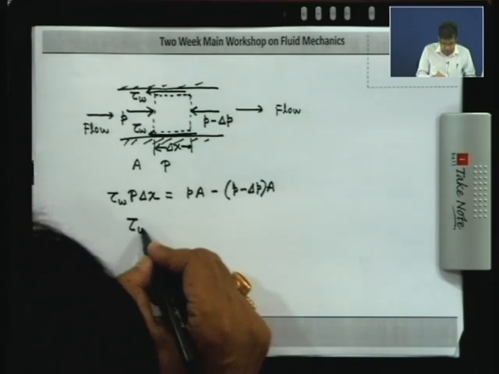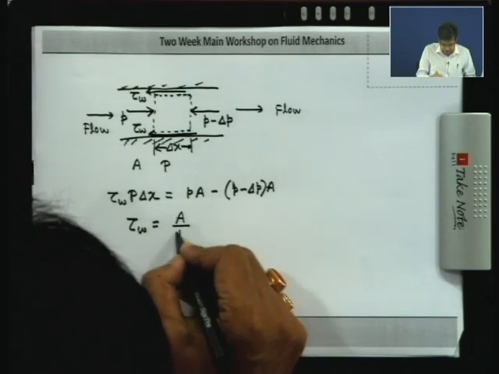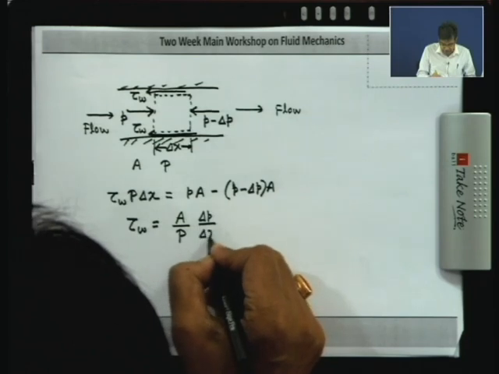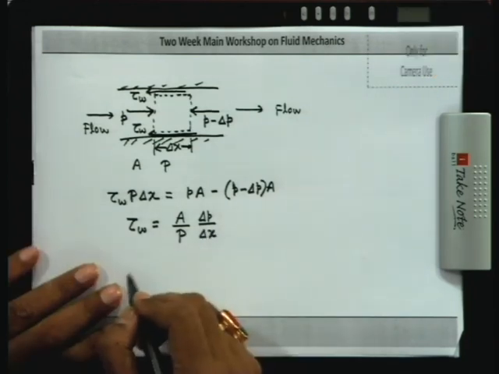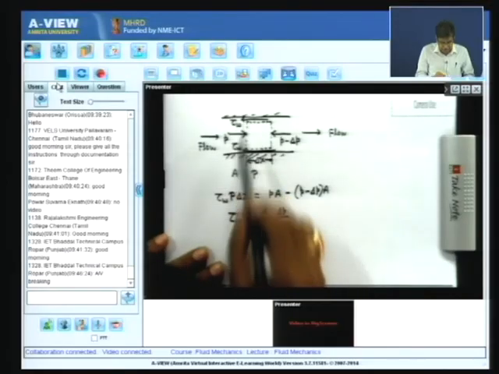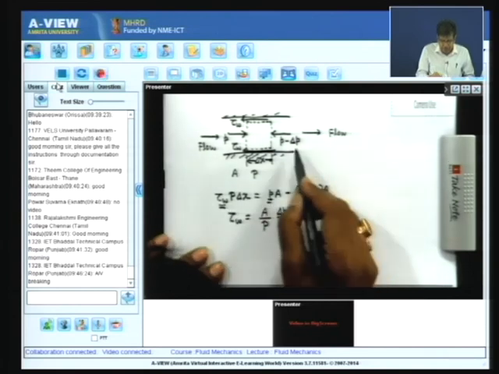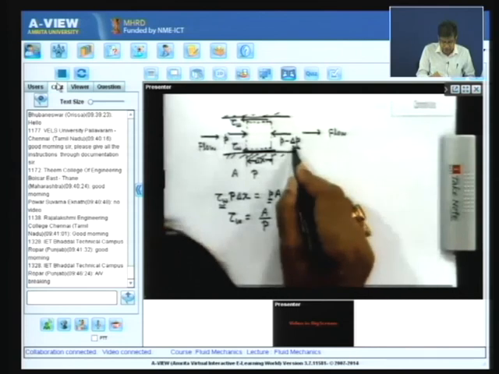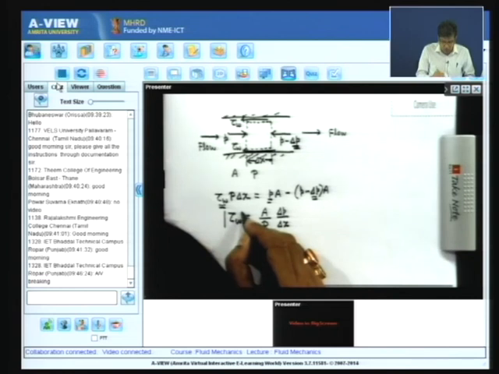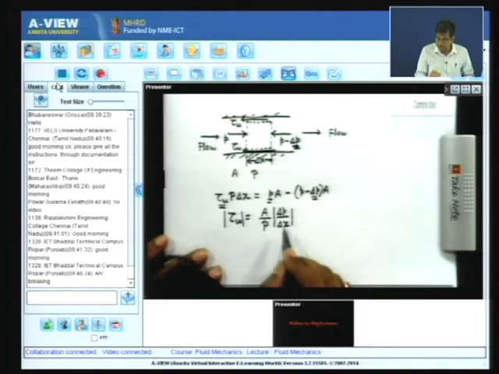Then we get tau W equal to A by P, P perimeter, delta P by delta X. Now, here we are interested only in the values, the scalar quantity, that means we are taking the magnitude of the shear stress, and here we have considered that delta P is the drop in pressure, that is its magnitude. So, therefore, we represent it by an absolute sign like this, it will help afterwards, you see.